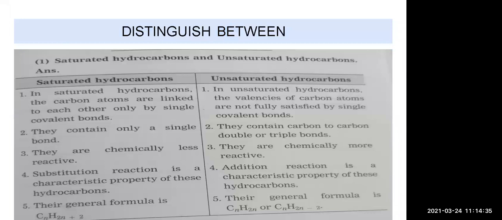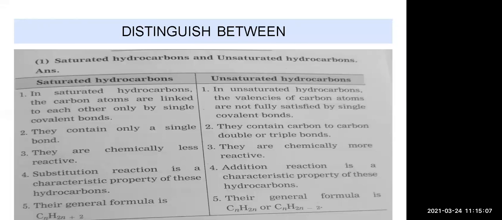Then various differences can be asked of you, for example, saturated hydrocarbon and unsaturated hydrocarbon. If it is asked to distinguish between them, what will you write? In a saturated hydrocarbon, the carbon atoms are linked to each other only by a single covalent bond. In the unsaturated hydrocarbon, however, the valency of the carbon atoms is not fully satisfied by the single covalent bond. That's why there are multiple bonds.